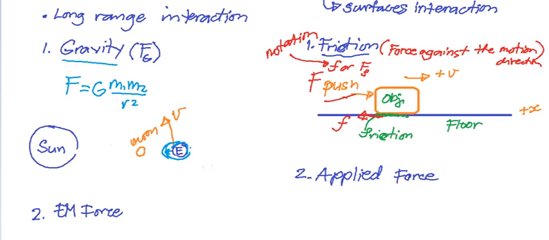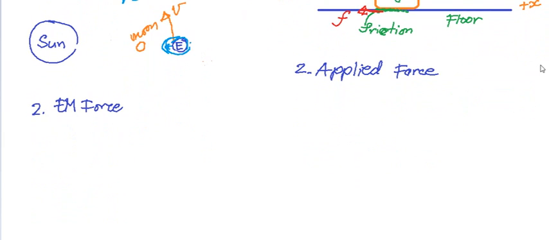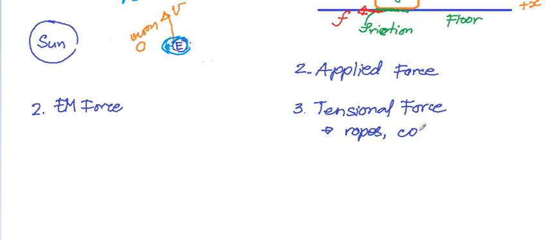Then next to that, let's have what we call compressive force, or say tensional force. Let me have first the tensional force. Tensional force, again, is still a contact force. This can be found in, say, ropes, and then what else? In cords.